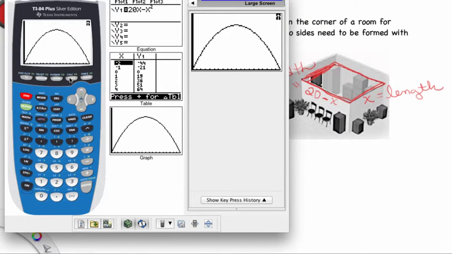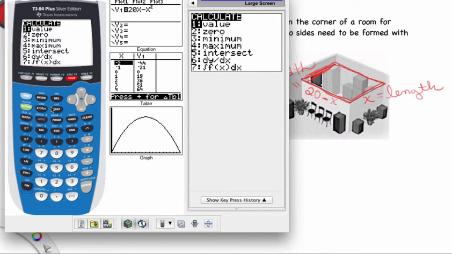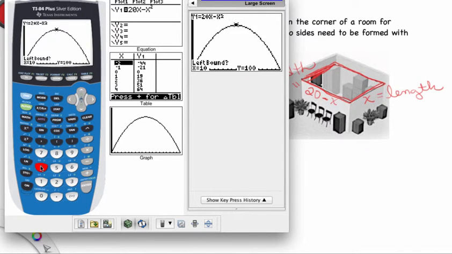So I'm going to hit second trace, which gives me my calculate window, and I'm going to hit max. And then I'm going to let my calculator figure out that ordered pair for me. I'm going to let it figure out what X value gives me the highest area at that point. So we have to do our left bound, which means move a little bit to the left of your high point, hit enter. Then it wants a right bound, so I'm going to move a little bit to the right. And then it wants me to guess exactly. So I'm going to move as close to right on top of that maximum point and hit enter.